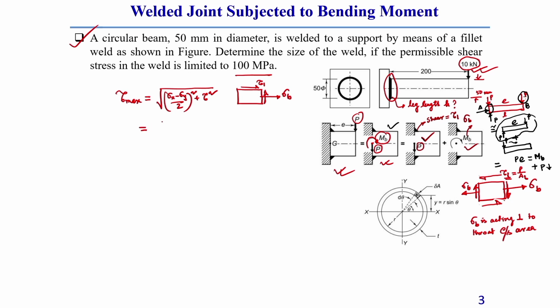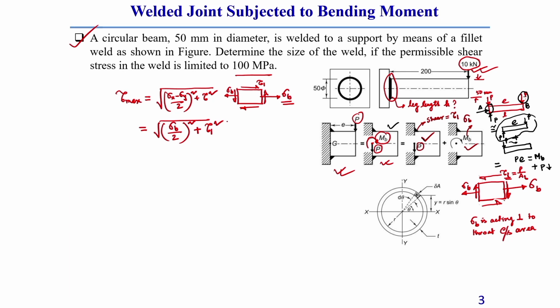So, here generally you can see there is only one normal component, and there is only one shear component. So, you can write this is equivalent to sigma b by 2, because one of the components, sigma y, will be equal to 0, plus tau 1 square.